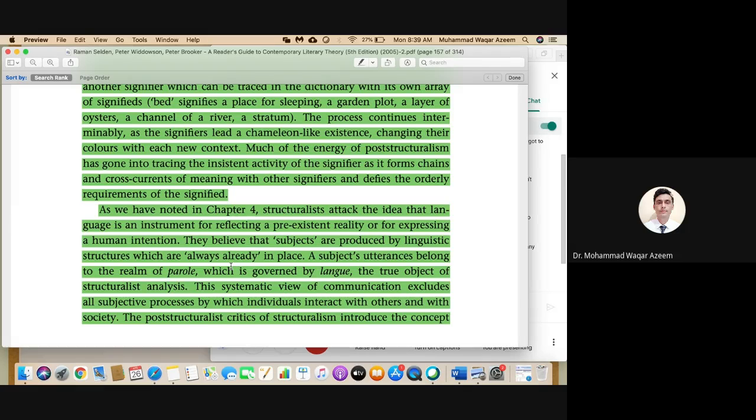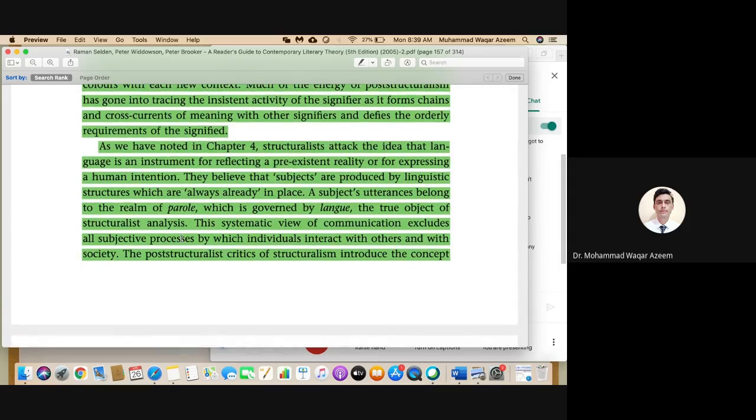So post-structuralism denies any stable relationship between signifier and signified. Rather, it asserts an endless deferment of the absolute signified for a signifier. As we have noted in chapter 4, structuralists attack the idea that language is an instrument of reflecting a pre-existent reality or for expressing a human intention. That is what we already discussed, right? Because the signifiers do not have their fixed signifieds in actual life, language is not a dependable instrument to reflect a pre-existing reality or to express human intention.